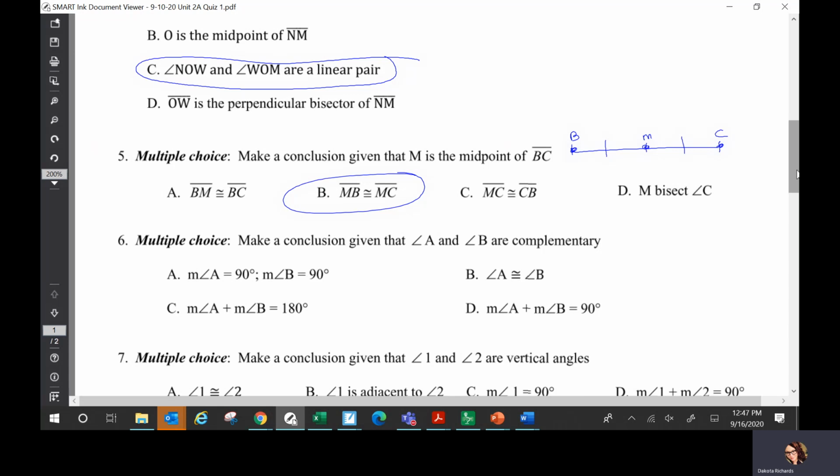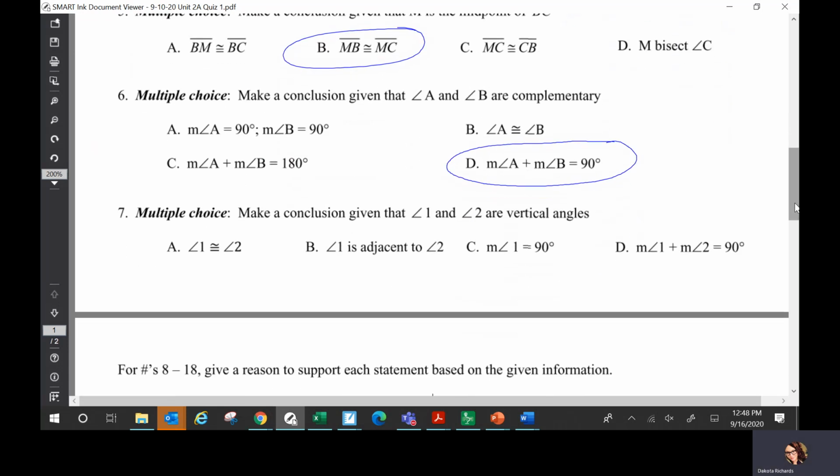All right. Number 6, make a conclusion given that angle A and angle B are complementary. What does the word complementary mean? Guys, up here. The two added together equal 90. So the measure of angle A plus the measure of angle B equals 90 degrees. Okay.